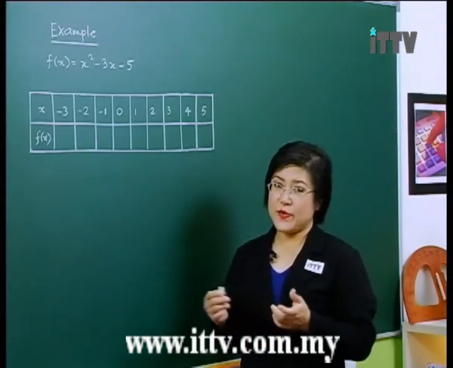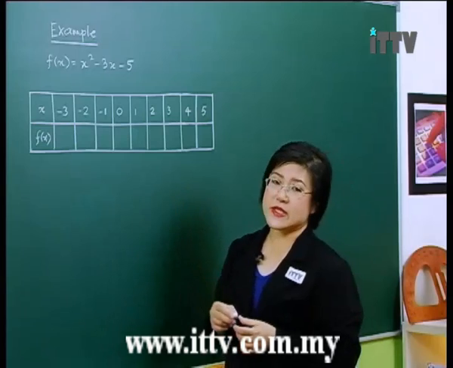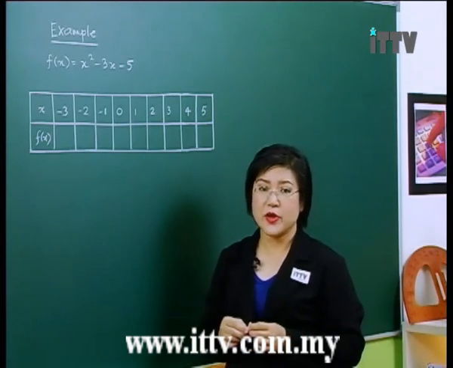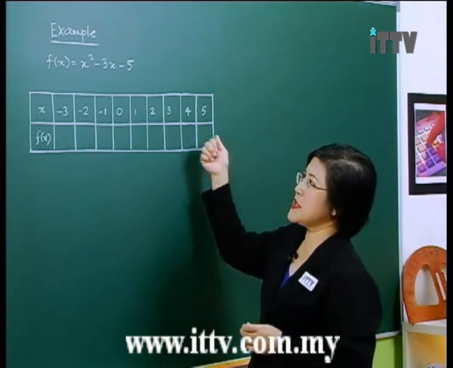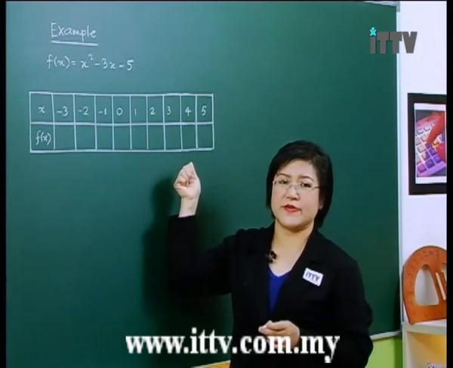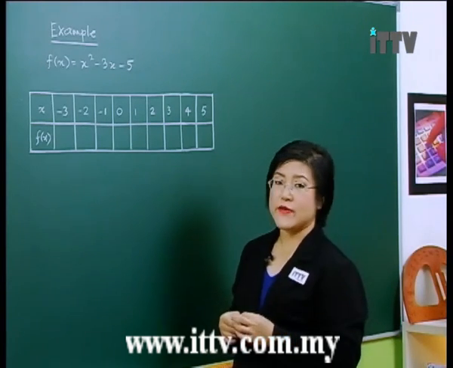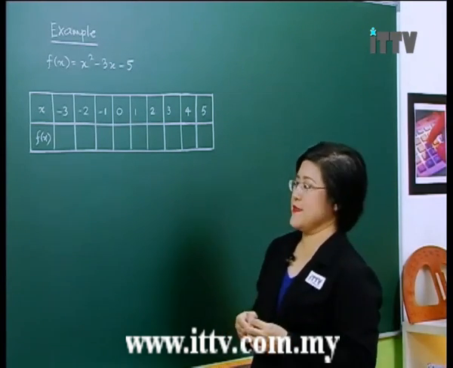Right, the function that we've been given is f(x) equals x squared minus 3x minus 5, and we need values before we can plot the graph. So we are going to construct a table of values for this function. We should know by now how we're going to find the y values, but let's work it out together.